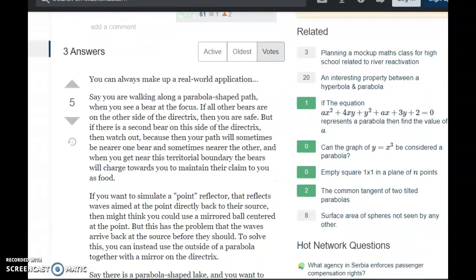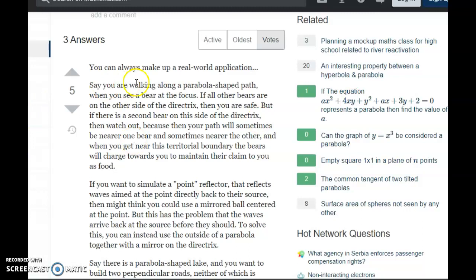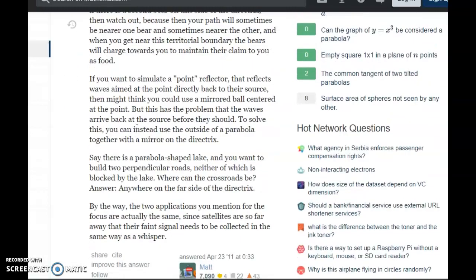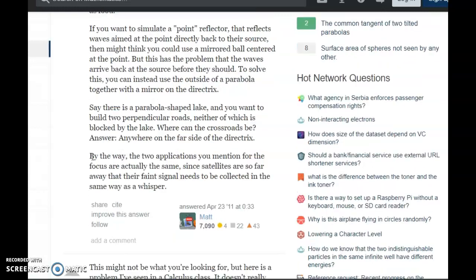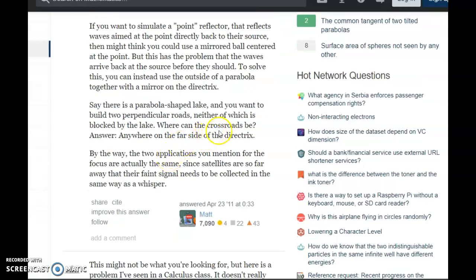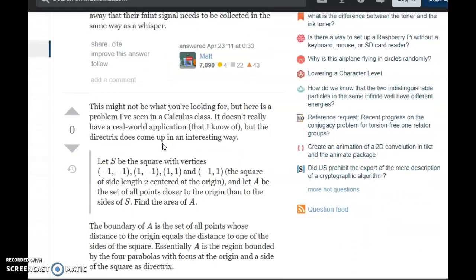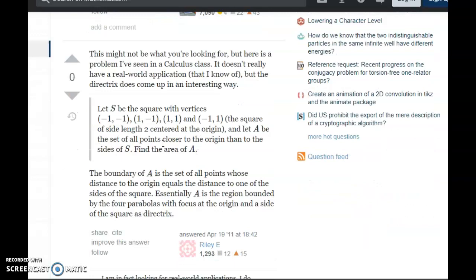This person comes up with this: say you're walking along a parabola-shaped path when you see a bear at the focus, and you're trying to stay safe, and there's another bear, and so on. Interesting way of looking at that. And then he gives another example. Say there's a parabola-shaped lake, and you want to build two perpendicular roads. Where do you put the crossroads of these two perpendicular roads? Well, anywhere on the far side of the directrix. So there are some interesting ones here about why the directrix is important.